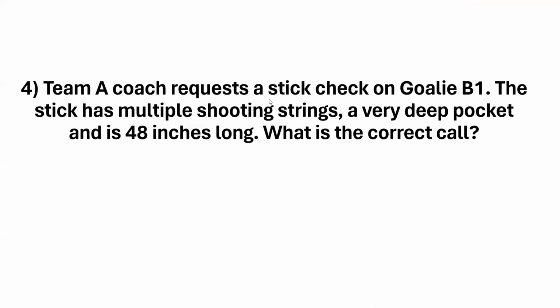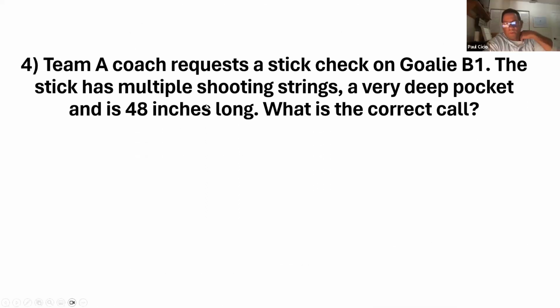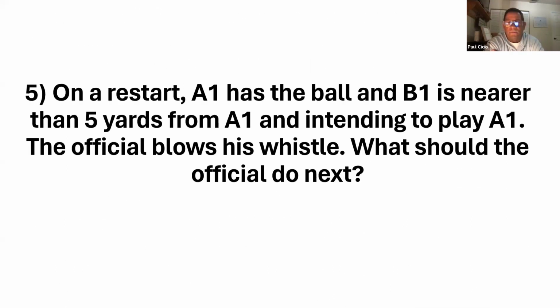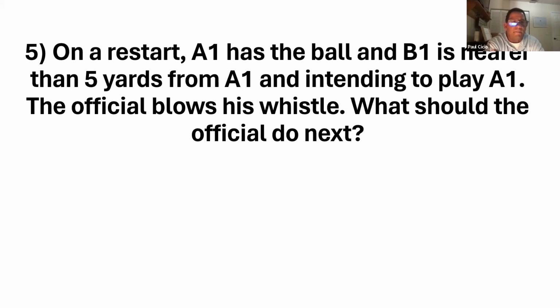Okay. Number four, teammate coach requests a stick check on goalie B1. The stick has multiple shooting strings and a very deep pocket and is 48 inches long. What is the correct call? All right. Rule 162, no foul. Okay. Goalie sticks are different than field players. They can have deep pockets. Okay. They can have multiple shooting strings. And of course, it can be 48 inches long. All right. So that's on the goalie stick, much different.